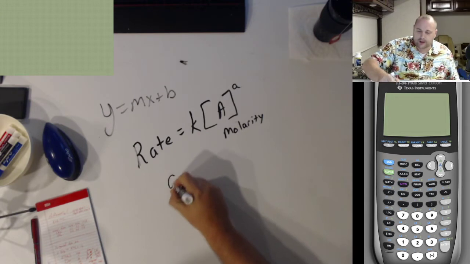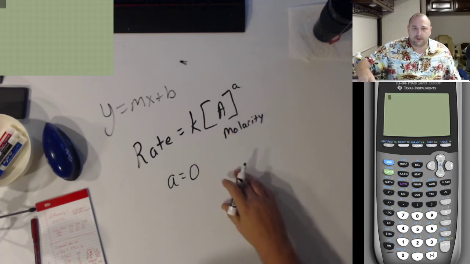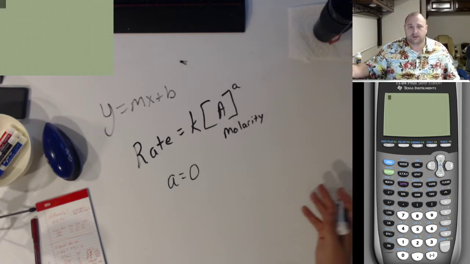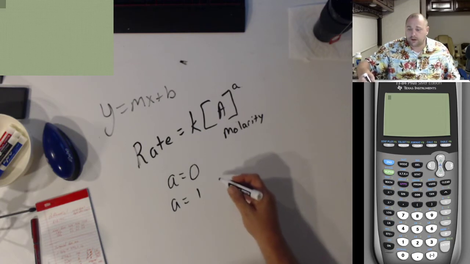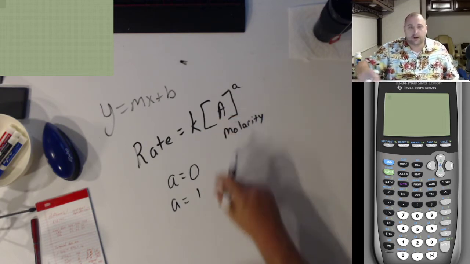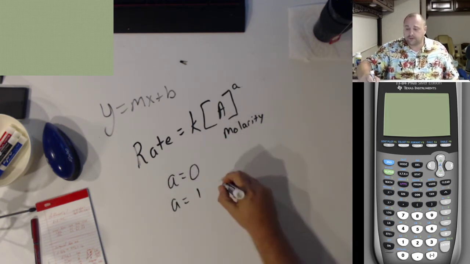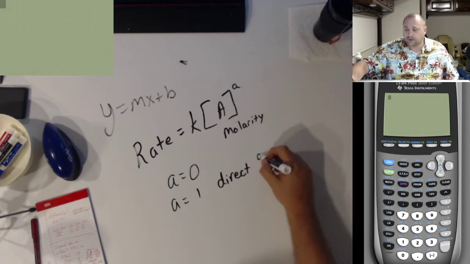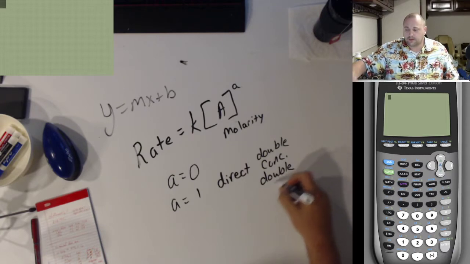So if a, that little a, is 0, then there's no dependence on this concentration, the rate's just equal to some constant. If a is equal to 1, then the rate would depend on that concentration. So if you double the concentration, the rate would double. So this is kind of a direct relationship. You double this concentration, you double the rate.